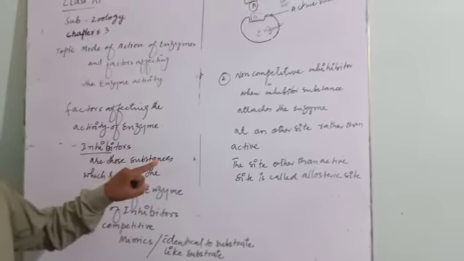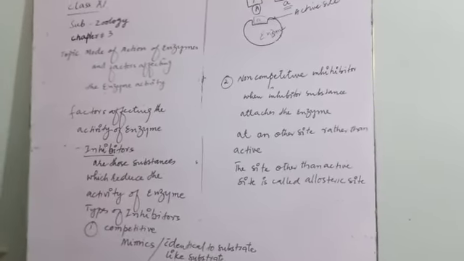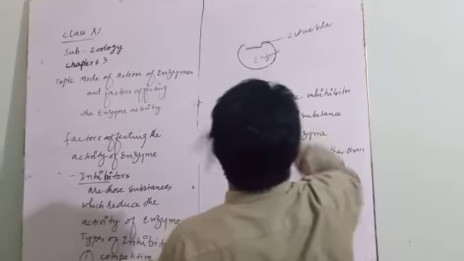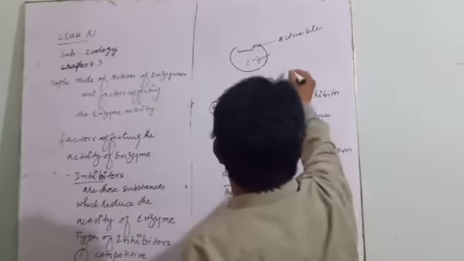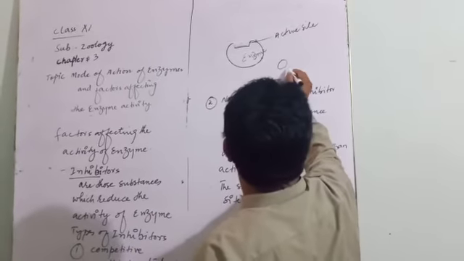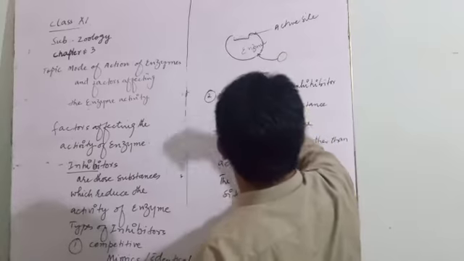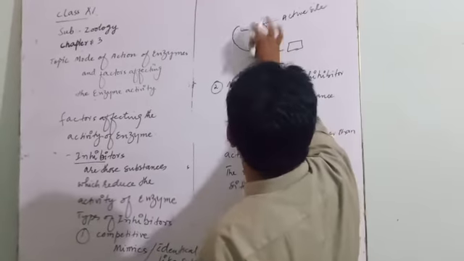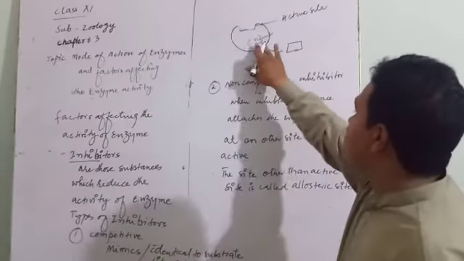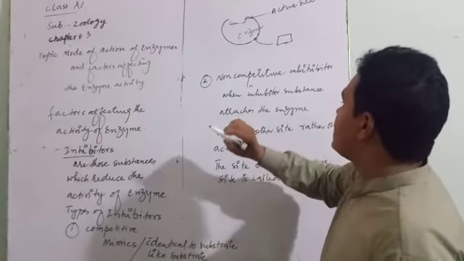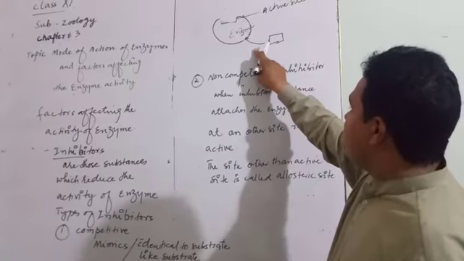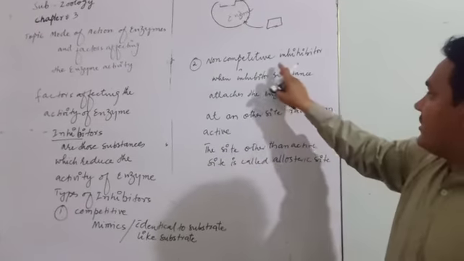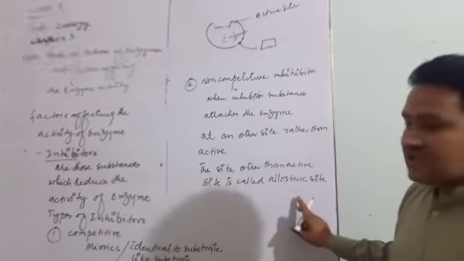Those substances, those chemicals, when they attach on the enzymes. Here is an enzyme and this is the active site. When these substances attach to the enzyme, it has to attach on this active site, but it does not attach on the active site. It attaches to the allosteric site. That kind of attachment will reduce the activity of the enzyme, and this non-competitive inhibitor is also called an allosteric inhibitor.